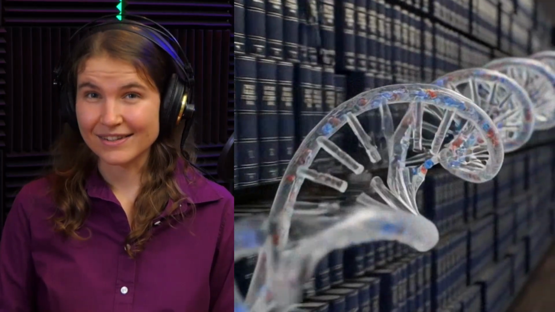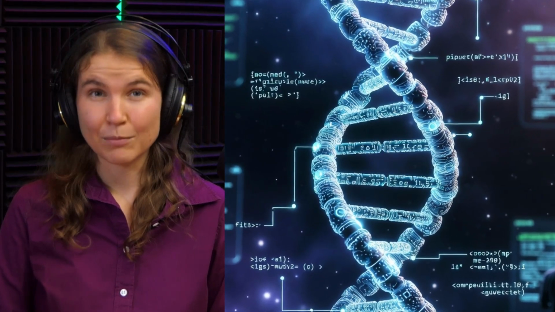Your DNA contains 3 million base pairs, enough information to fill 1,000 encyclopedia volumes. But here's what makes it truly remarkable. DNA isn't just data storage. It's a self-replicating, self-correcting information processing system that builds and maintains your entire body.